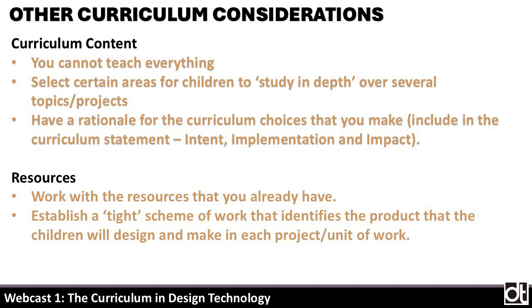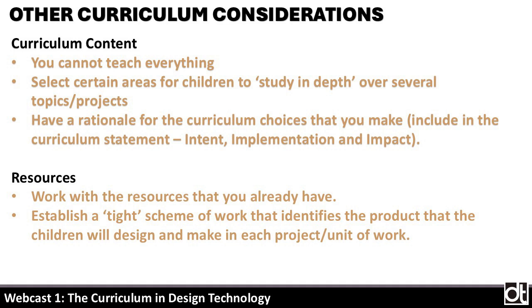But the DT curriculum is potentially vast and you cannot cover everything in depth, and so maybe choose certain areas where the children will have the opportunity to go deeper into the subject. So for example, if you're lucky enough to have a school garden or allotment, you could shape your cooking and nutrition unit so that the children include ingredients that they have grown themselves in each project.